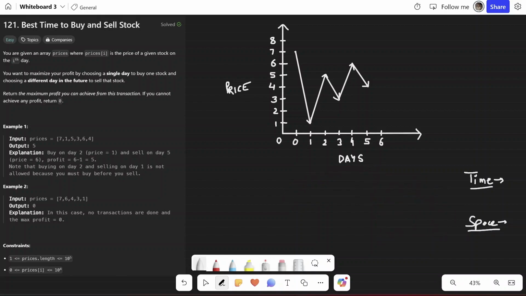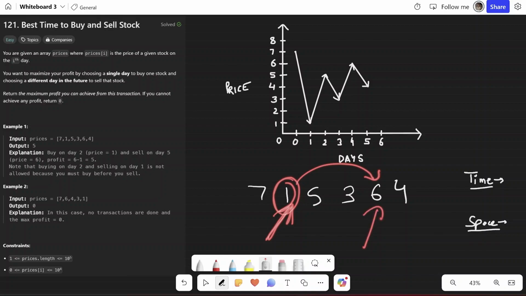Let's see it with the first example. The first example is 7 1 5 3 6 4. In this example, I've drawn this chart to depict it. So this is the first day, second day, third day, fourth day, fifth day, and sixth day prices. Now to maximize the profit, I would buy it on day 2. That is, buy it for price 1 and sell it on day 5. So 6 minus 1, 5 will be my profit.